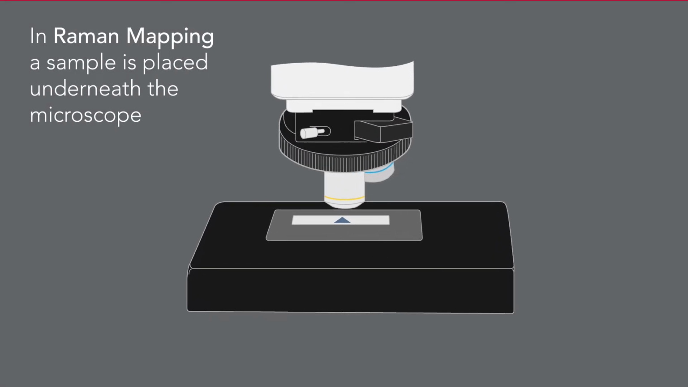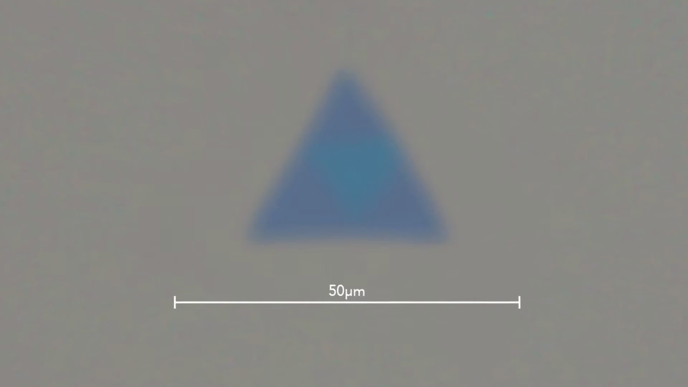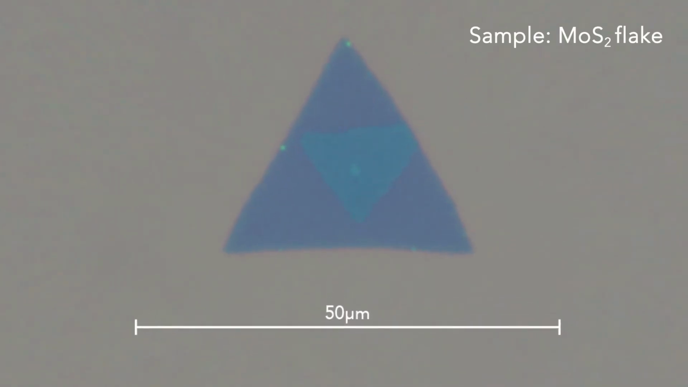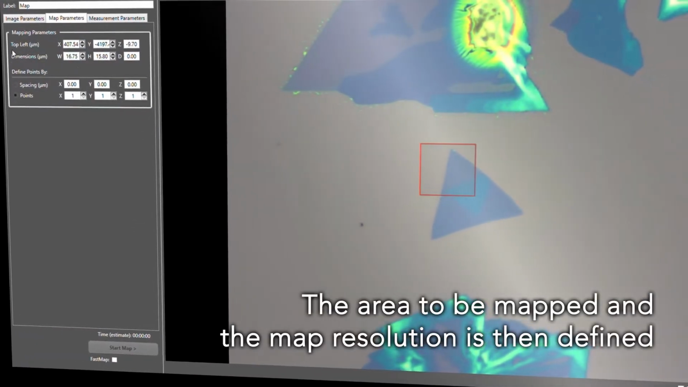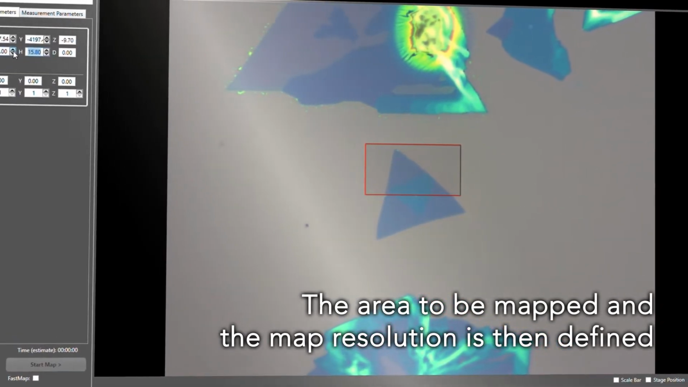When we Raman map a sample, first we place it underneath the microscope and bring it into focus. For example here, a flake of molybdenum disulfide. The user will then define the area of the sample that they wish to map and the map resolution.